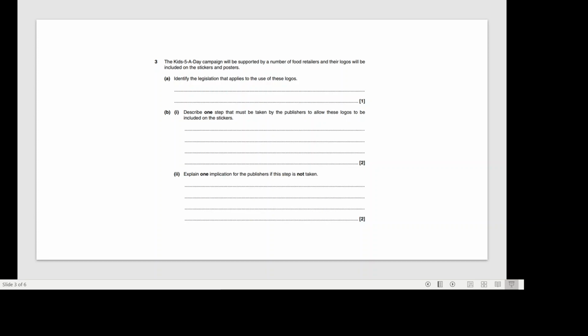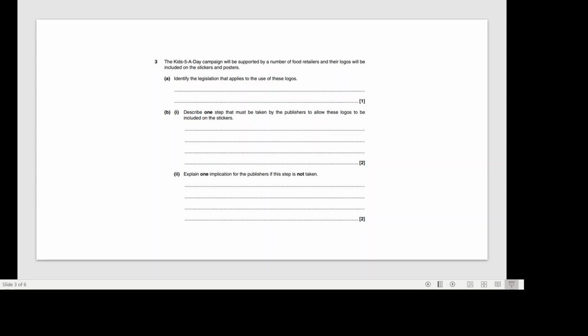Question B, part 1, describe one step that must be taken by the publishers to allow these logos to be included on the stickers. Okay, so that's worth 2 marks, so you'll be 1 mark for stating, 1 mark for explaining your answer. Okay, and then we've got the next one which says explain one implication for the publishers if this step is not taken. Again, so you're stating something and explaining it to get the 2 marks.